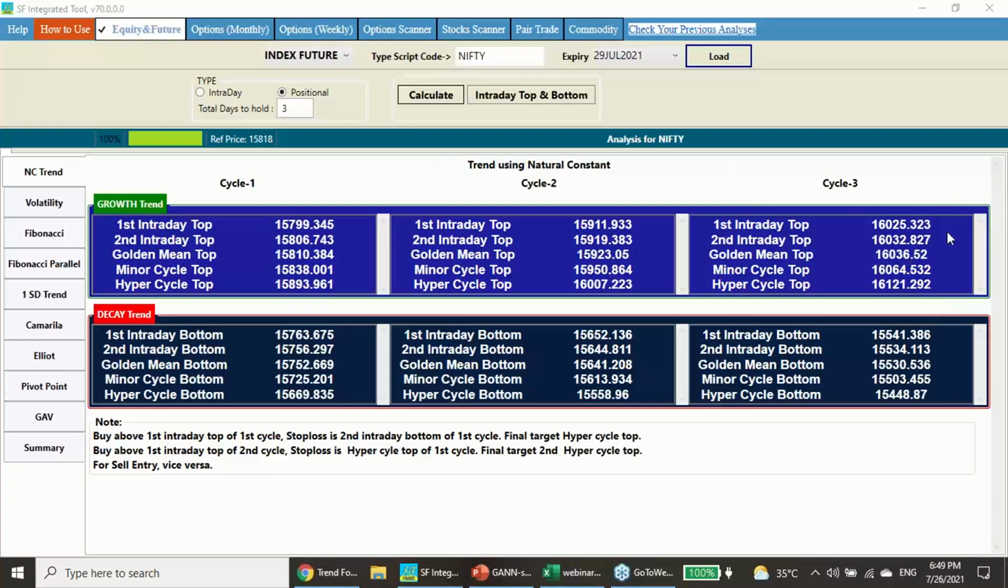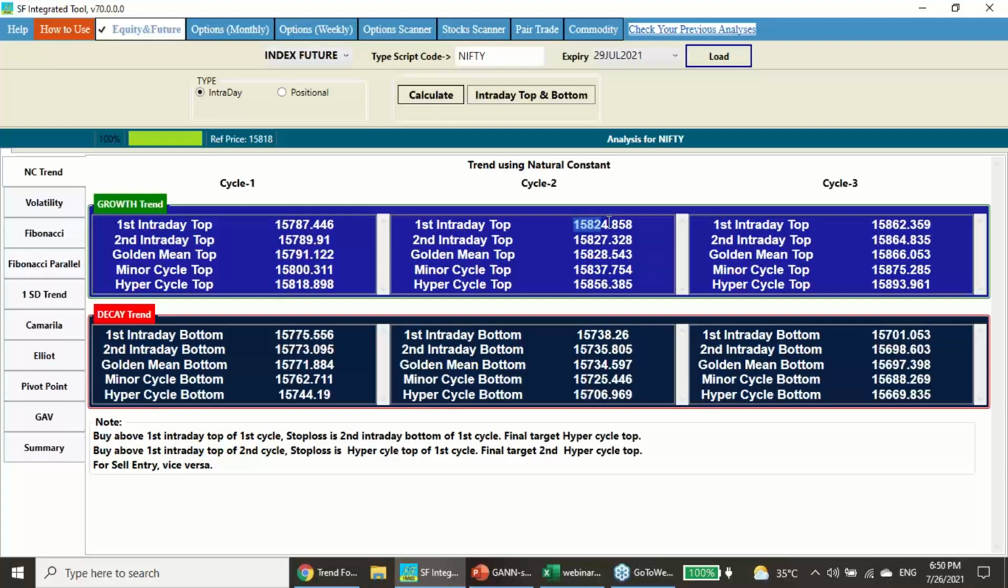In fact, this is a positional analysis we have done. If you do intraday analysis, things will be different. The depth will not be that much. So the intraday analysis you can see here, the depth is not that much. You can keep the 15,800 level and buy. First you can expect 15,819.